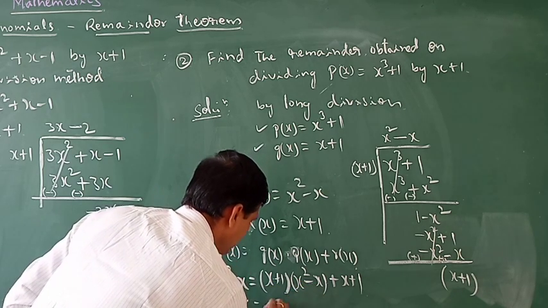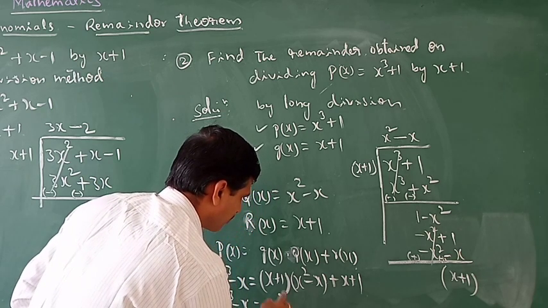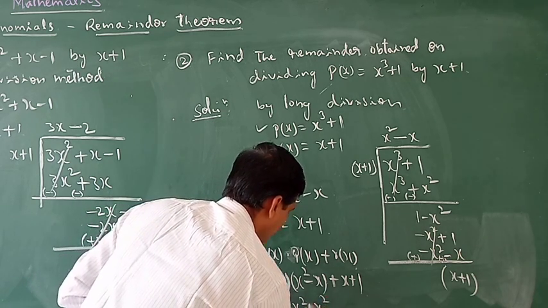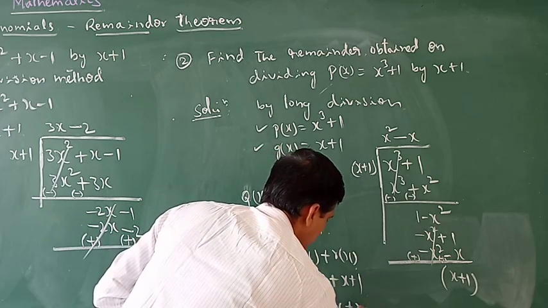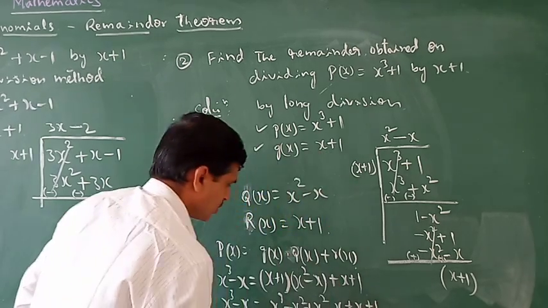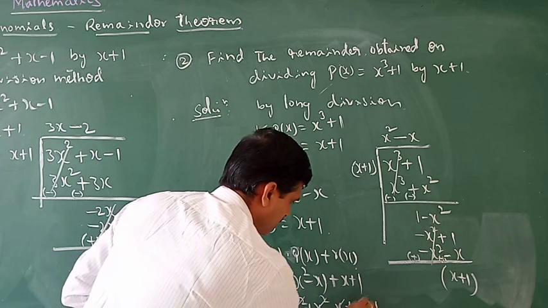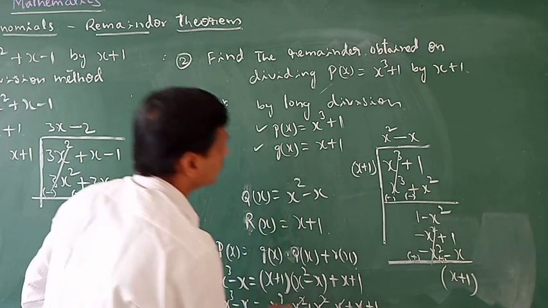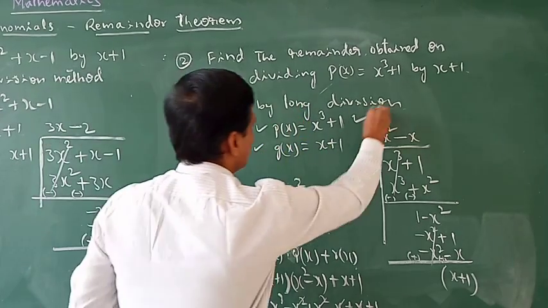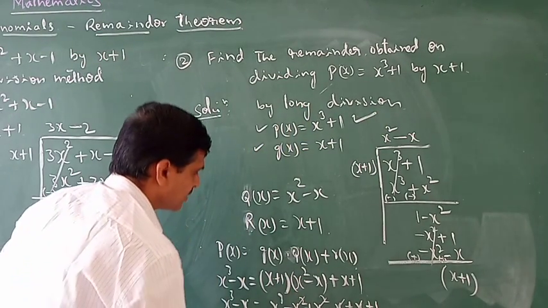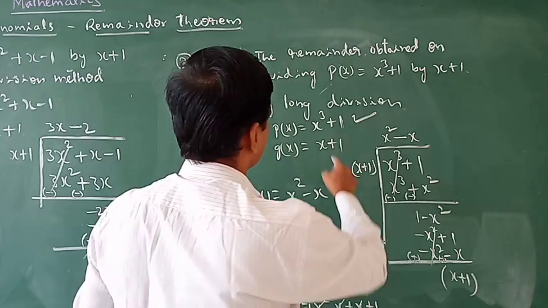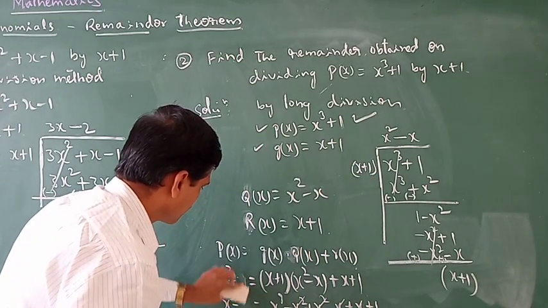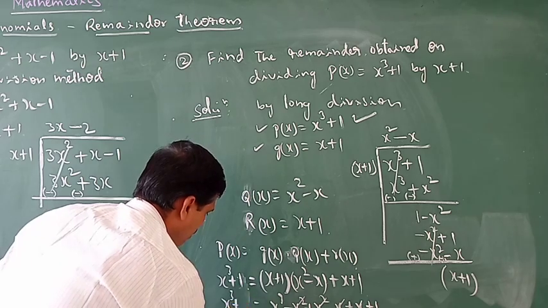So here x times x square is x cube, then x cube minus x square plus x square minus x plus 1. Look here, plus x square minus x square, plus x minus x cancel. So what is the remainder? x cube plus 1. Your polynomial is also x cube plus 1. Here it is x cube plus 1.